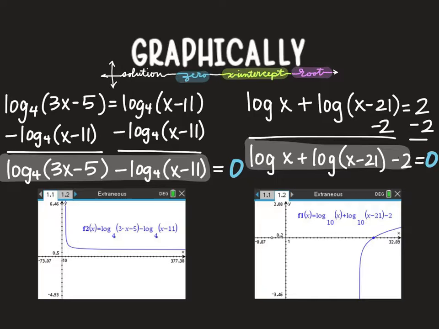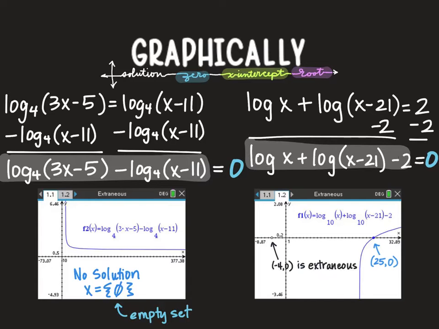So you should notice that our example on the left does not cross the x-axis, so it has no solution. And our example on the right only crosses the x-axis in one place. When we solved this equation algebraically, it generated two solutions, but we can see the graph of the function only crosses the x-axis once at 25, so the algebraic solution of negative 4 is extraneous.